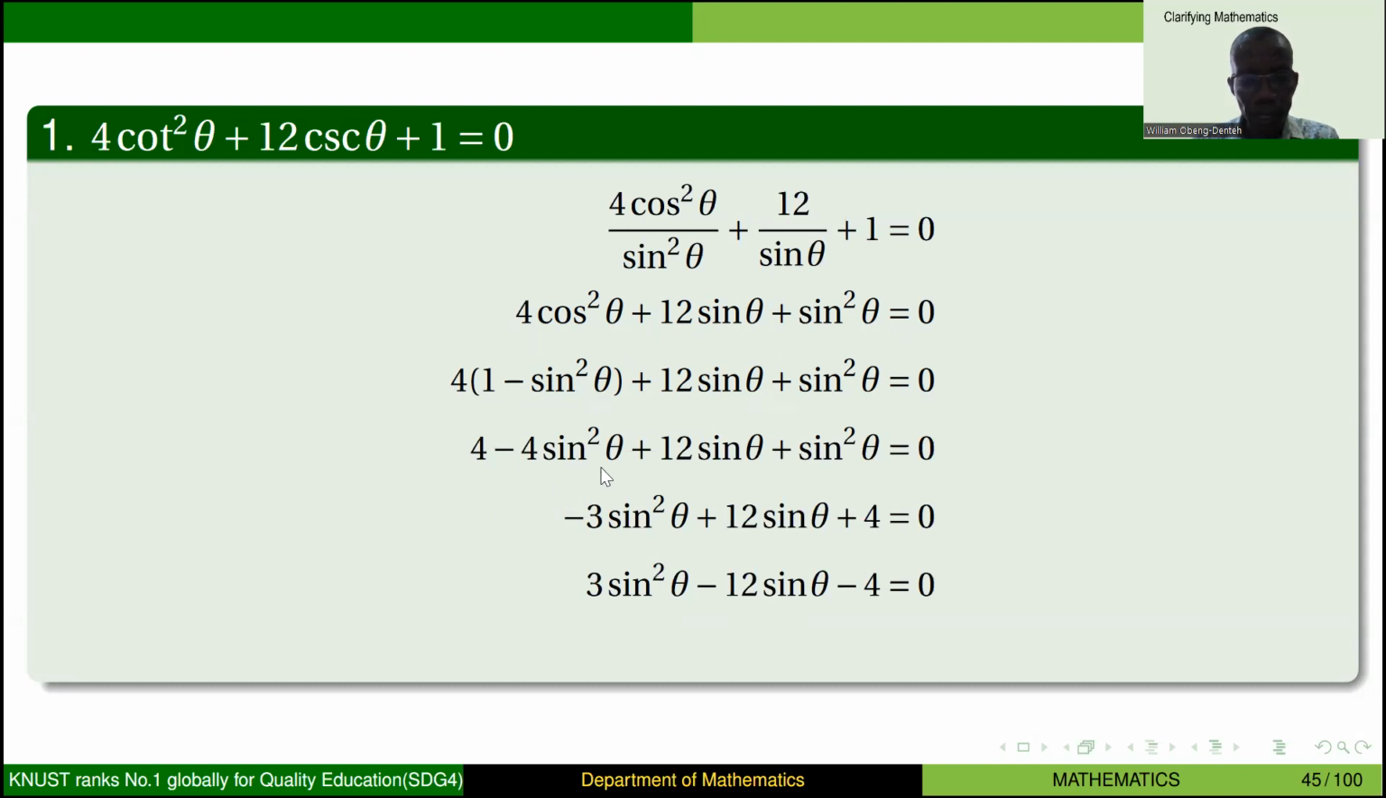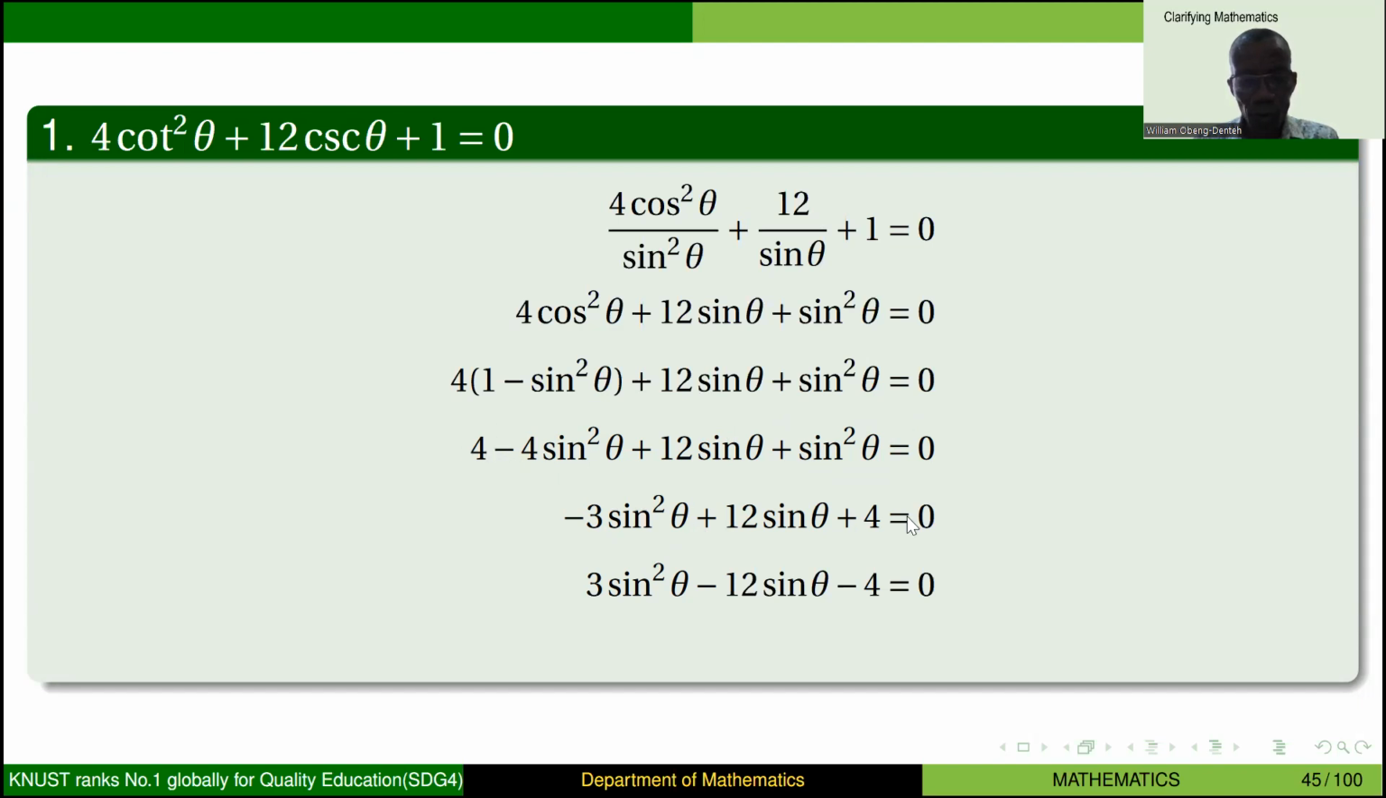So we clear this bracket, and when we do that, we get 4 minus 4 sine squared theta plus 12 sine theta plus sine squared theta equals 0. It means that we have rearranged this side. And then we have minus 4 sine squared theta, then plus 1 sine squared theta. So that reduces to be minus 3 sine squared theta.